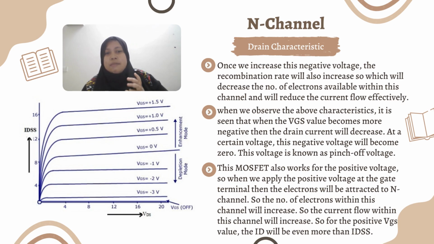This MOSFET also works for positive voltage. When we apply a positive voltage at the gate terminal, the electrons will be attracted to the N channel. So the number of electrons within this channel will increase. The current flow within this channel also increases. With a positive VGS value, the ID will be even more than IDSS.